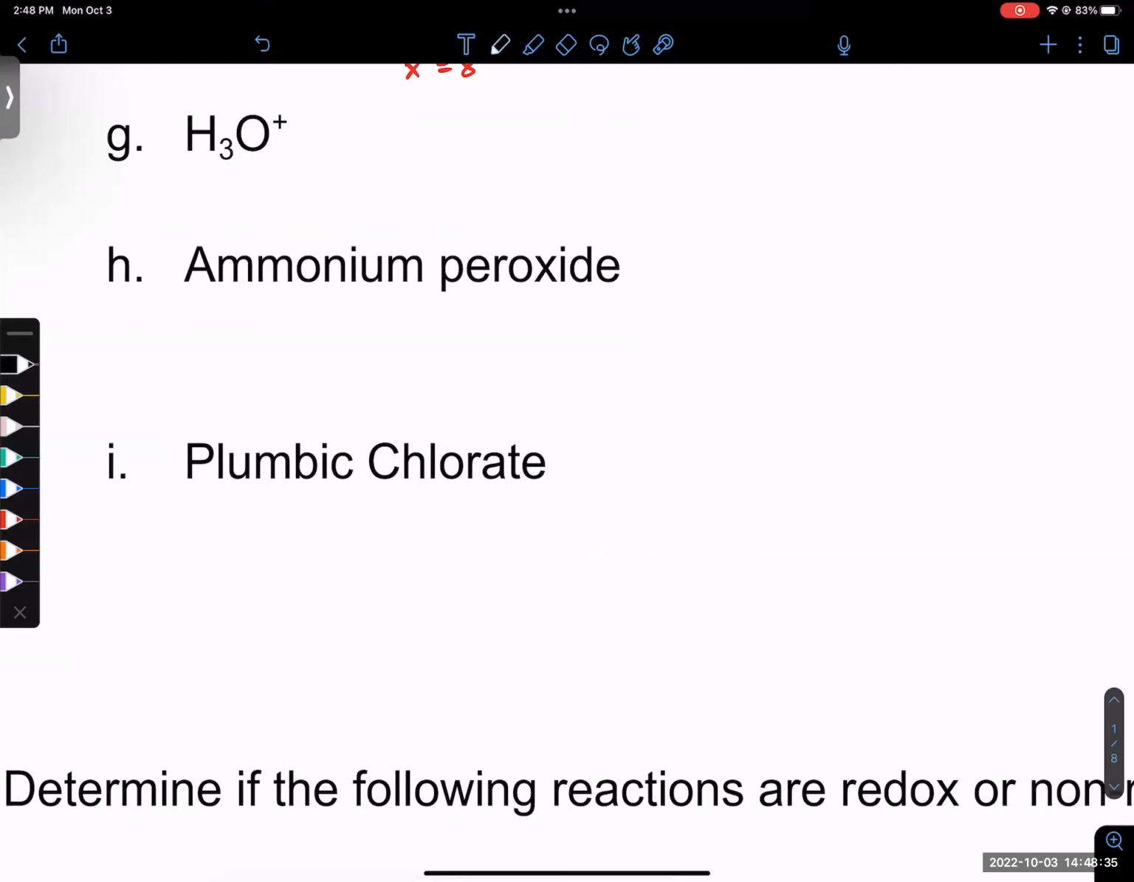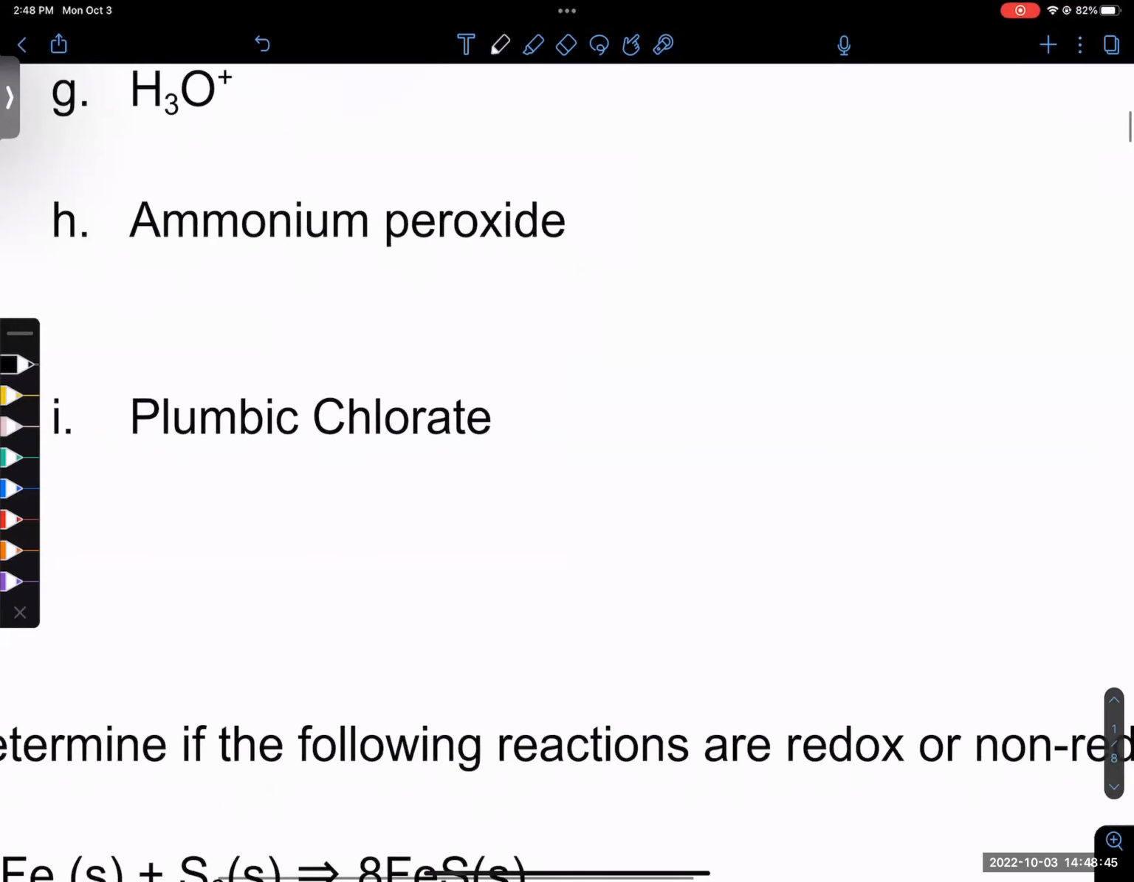Okay, I'm gonna jump down to, you can do letter G and H on your own time. I'll do them at the end if we still have time, but I want to go ahead and get to the next type of problem. So let's do this last one, I.